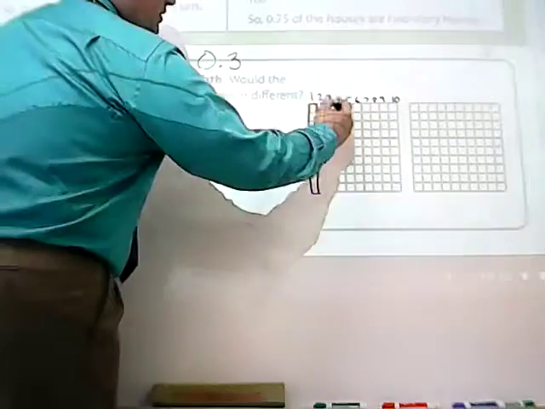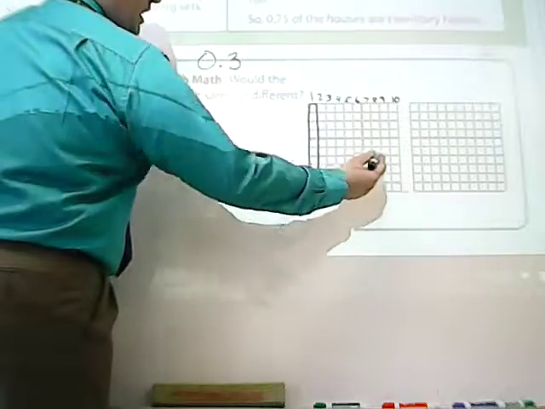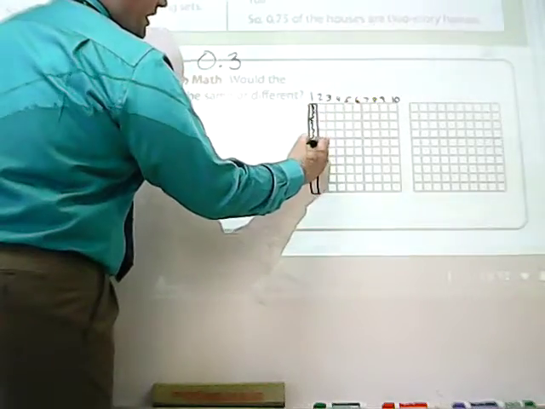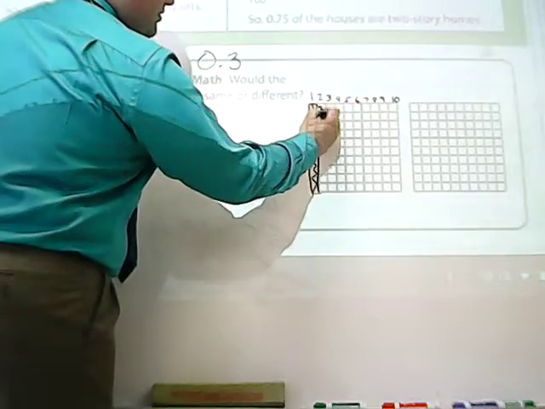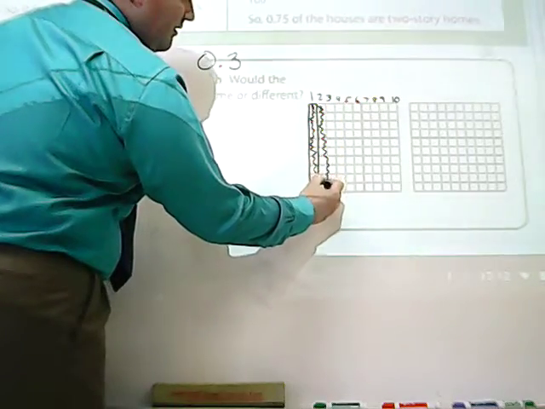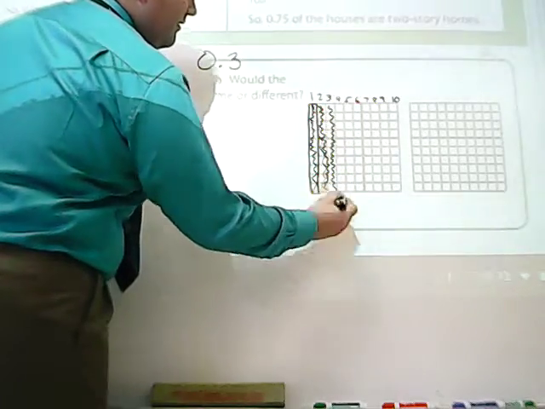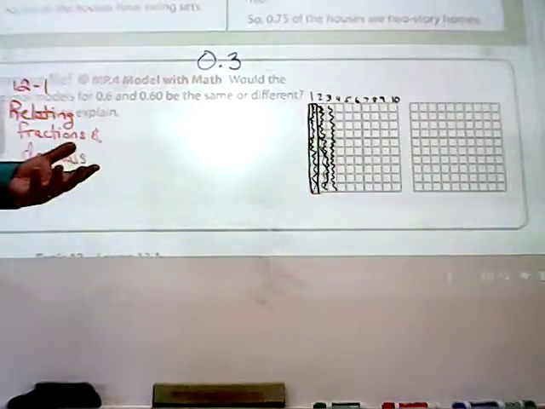Well, I'm not going to concern myself with the lines going horizontally. I'm going to just worry about the columns. So here's 1/10, here's 2/10, and here's 3/10. That's what that would look like on that grid.